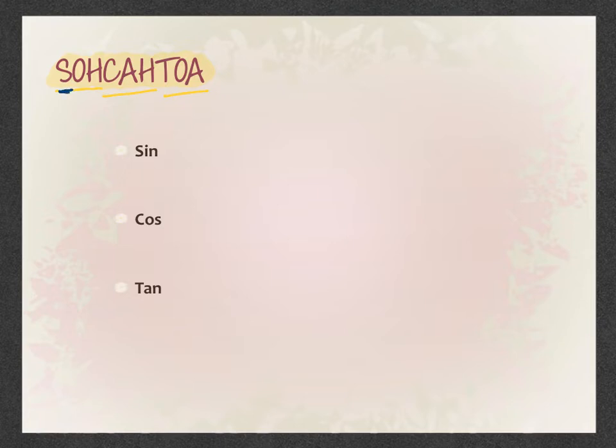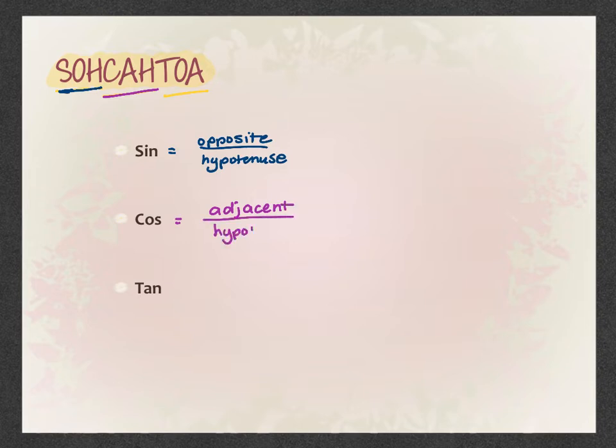S for sine equals opposite over hypotenuse, that's your O and your H. So SOH. C for cosine equals adjacent over hypotenuse. And TOA for tangent equals opposite over adjacent. So that combines what we learned in the last section and in this section with the sine and the cosine.